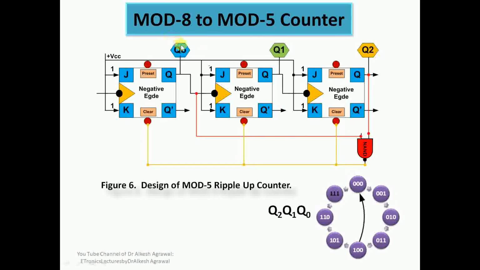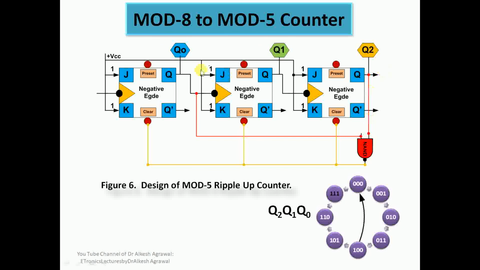Here you can see the mod 8 counter is converted into a mod 5 counter. How? Our counter will start from this, it will go to this state, second, third, fourth, fifth. So from here it directly goes to 000. So what we'll do, the moment the counter switches from 100 to 101, the NAND gate will be activated. How? I have connected q2 and q0 to the NAND gate, because this is 1, and this will be 1 for the first time in 101.